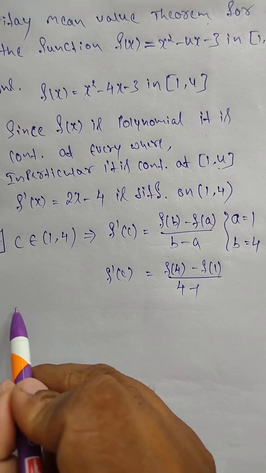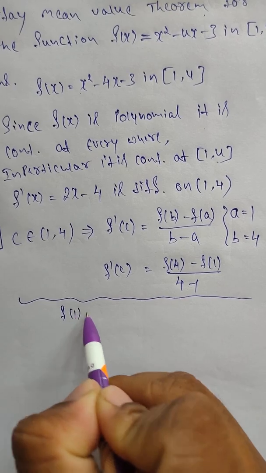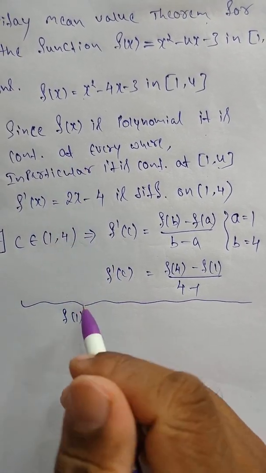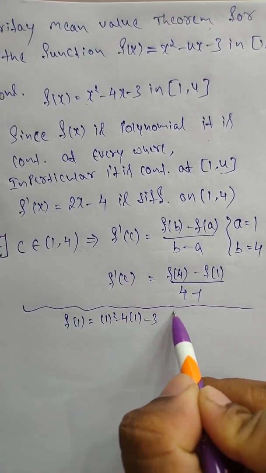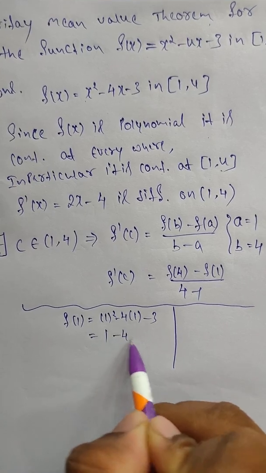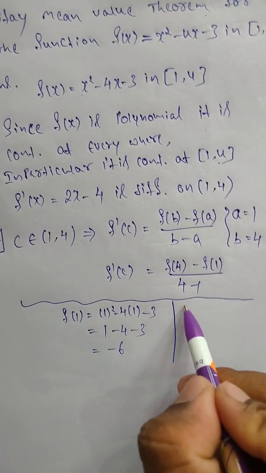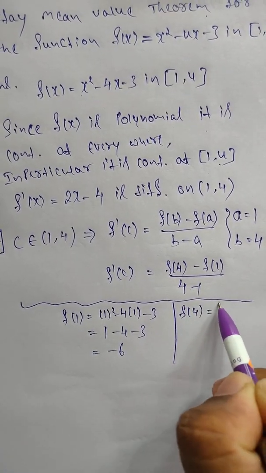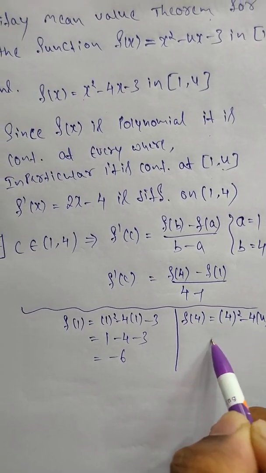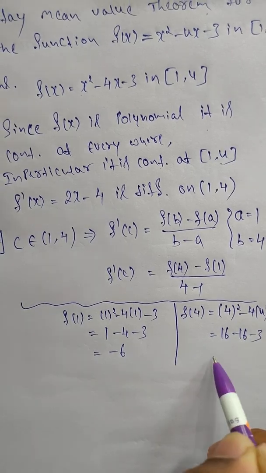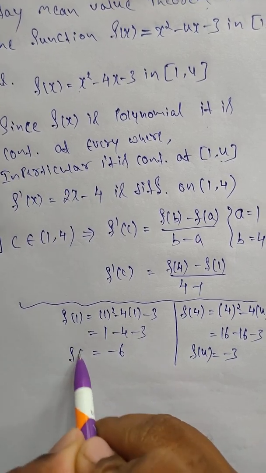Now here what is f(1)? Instead of x you substitute 1 here. f(1) = 1² - 4(1) - 3. Now 1² is 1, so 1 - 4 - 3. Minus 4 minus 3 is minus 7, so 1 - 7 is -6. That is f(1). What about f(4)? f(4) = 4² - 4(4) - 3. So 16 - 16 - 3, which is equal to -3. f(4) is -3. f(1) is -6.